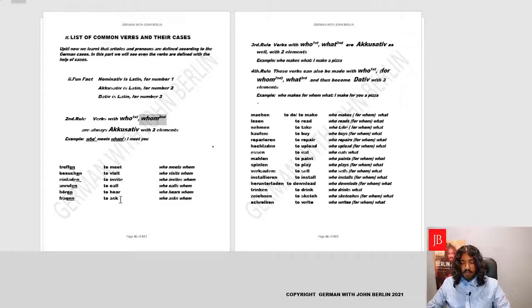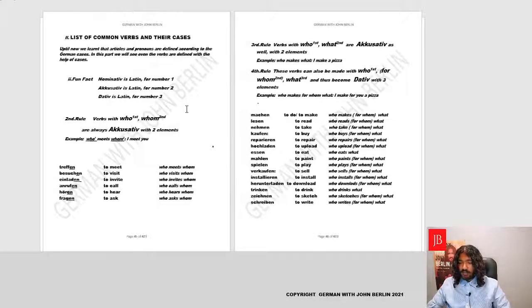Perfect. So fragen, which is to ask. Who asks whom? Who, the person who's asking, and whom the person asks. So as you see, these verbs which I just explained are accusative verbs. They require two cases, who being nominative and whom being accusative. In total, it requires two cases. That's why it's called an accusative verb.